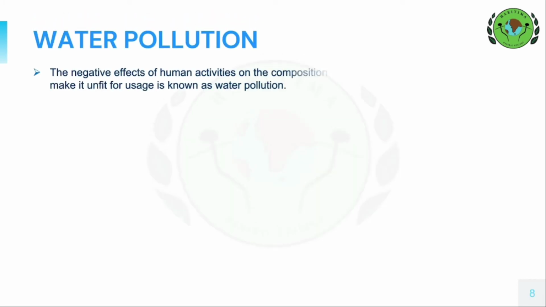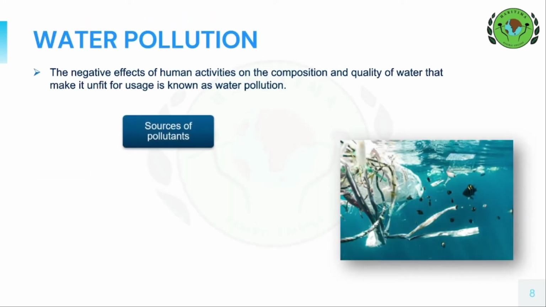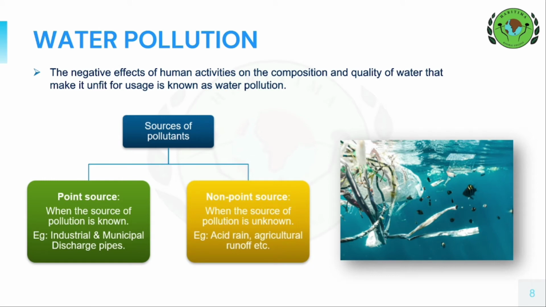Water pollution. The negative effects of human activities on the composition and quality of water that make it unfit for usage is known as water pollution. Sources of pollutants are 2. First is point source, when the source of pollution is known, for example industrial and municipal discharge pipes. Second, non-point source, when the source of pollution is unknown, for example acid rain, agricultural runoff, etc.